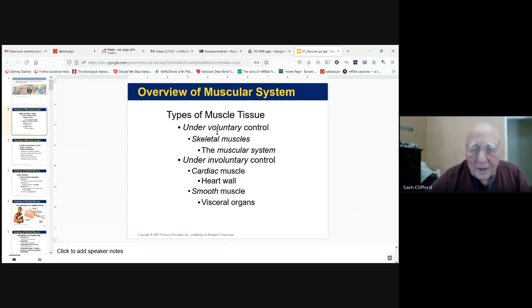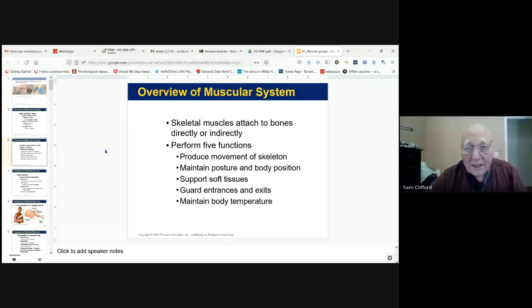So, again, all your skeletal muscles, like your biceps, triceps, trapezius, adductor magnus in the thigh, gastrocnemius in the calf, those muscles are all voluntary and you have to control them. Skeletal muscles are attached to bones. They produce movement, maintain posture and body position, support soft tissues like the lungs and the heart, guard entrances and exits, and maintain body temperature.